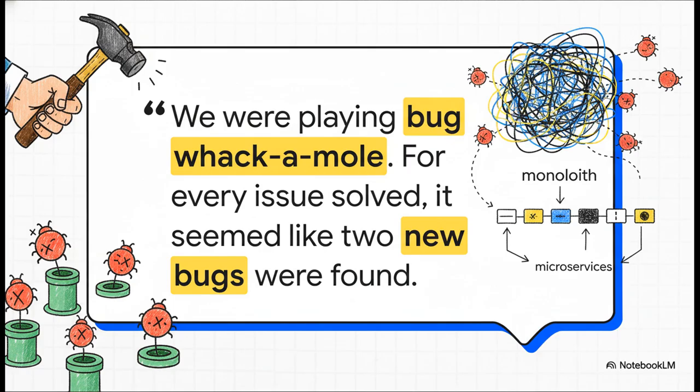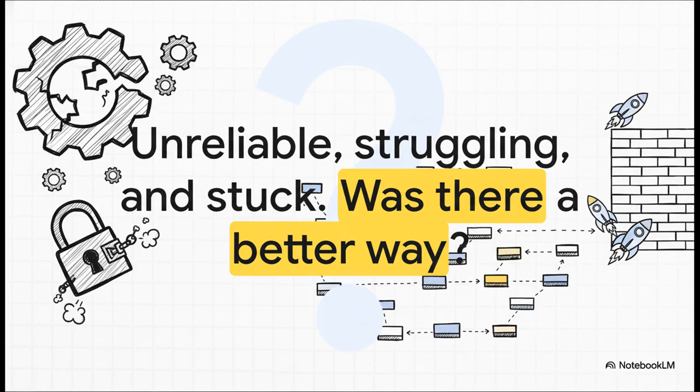As one developer put it, we were playing bug whack-a-mole. For every issue we solved, it seemed like 2 new bugs were found. The team was spending all of its time just fixing things instead of building cool new stuff. They were totally stuck. The app was becoming unreliable, the infrastructure just couldn't keep up, and any real innovation just ground to a halt. There had to be a better way, right?